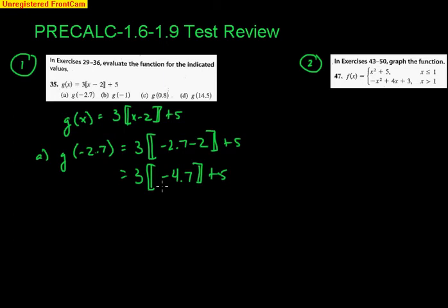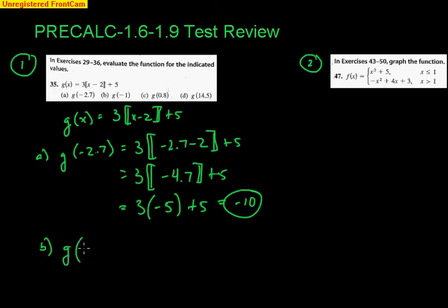And now to take this greatest integer function, you're looking for the greatest integer less than or equal to negative 4.7. And the negative numbers work kind of weird. The answer to this greatest integer is actually negative 5. That is the greatest integer less than or equal to negative 4.7. So then we will multiply by negative 5. So negative 15 plus 5 is negative 10. And there's the first one.